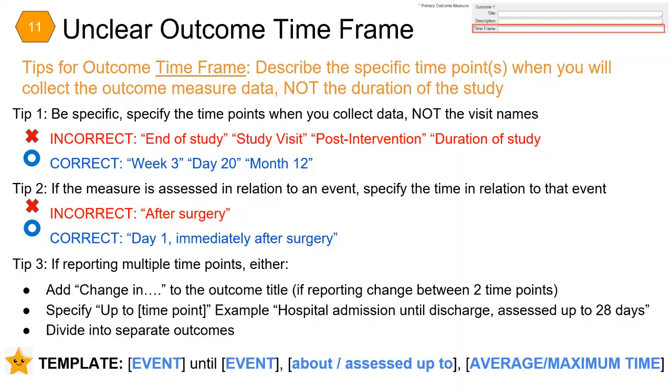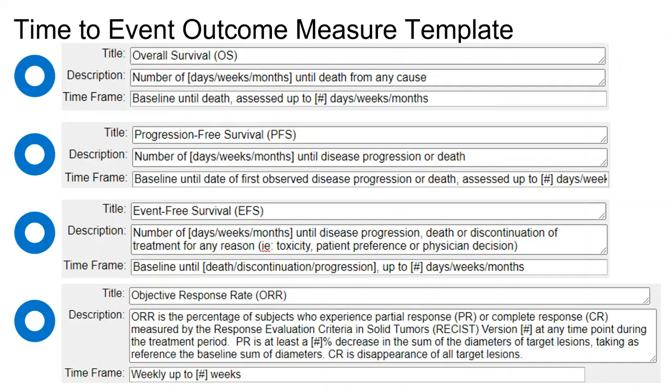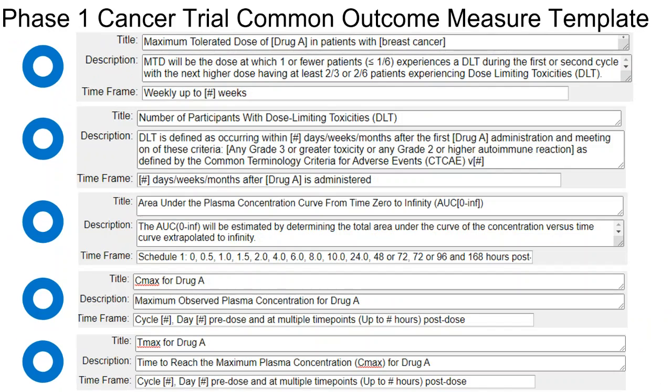Here's the template for the time frame. These are examples of commonly used time-to-event outcomes, such as overall survival. Please use this template language for time-to-event outcomes because they often come back with stipulation. And then these descriptions are the same, right? Just change the version number and stuff like that. And here are more common examples for your reference, which include commonly used outcomes for phase 1 trials.